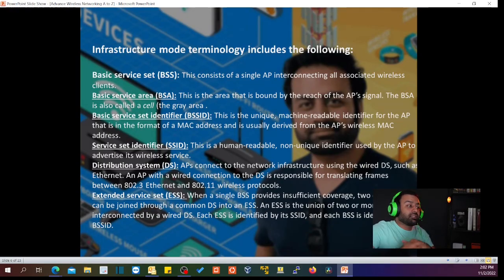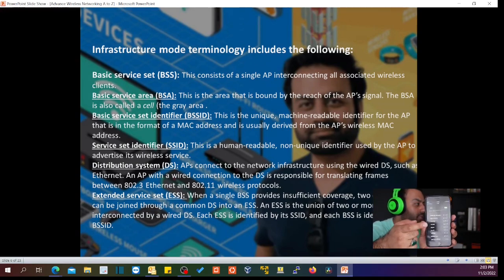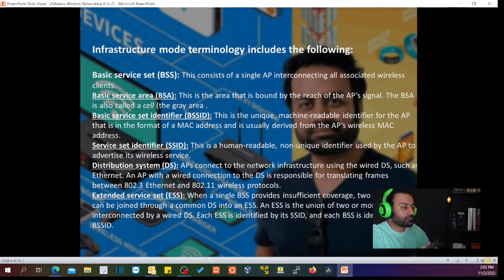What is SSID? As I mentioned, once you want to access the Wi-Fi, all these names, whatever your Wi-Fi names are, this is called SSID. What does SSID stand for? This is a human readable, non-unique identifier used by the access point to advertise its wireless services. That is something to just keep in your mind.